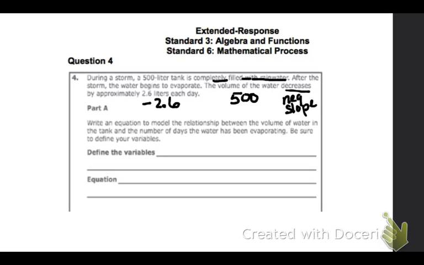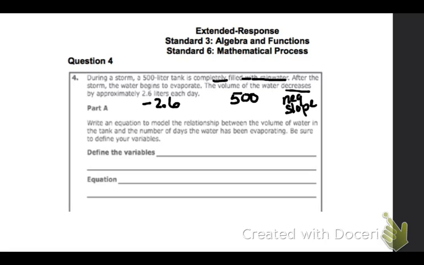So not only am I underlining, I'm going to make a few notes to myself so that I remember when I go to write. Looks like I have to write an equation. So write an equation to model the relationship between the volume of the water in the tank and the number of days the water has been evaporating. Be sure to define the variables.